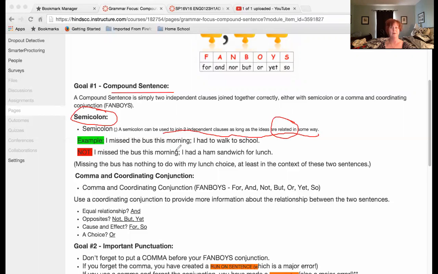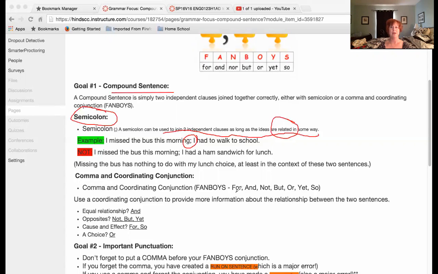You wouldn't say, I missed the bus this morning; I had a ham sandwich for lunch, because those two sentences don't have anything to do with each other, but these do. Here they're joined by a semicolon. Missing the bus has nothing to do with lunch, at least in those two sentences. Now, let me tell you, and this is not on the page, but when you join two sentences with a semicolon, you never, never, never use a coordinating conjunction. A coordinating conjunction never follows a semicolon, ever. All you need is the semicolon. So keep that in mind.